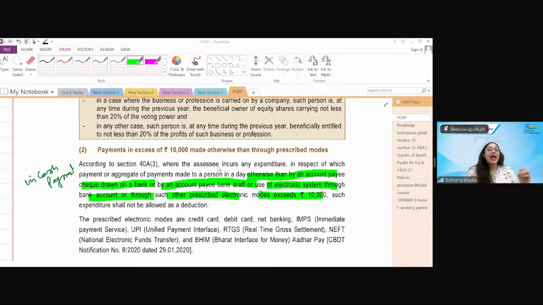And I don't have to see aggregate cash payment. I have to see whether, for a single party on a single day, it is crossing 10,000 or not. Simple.